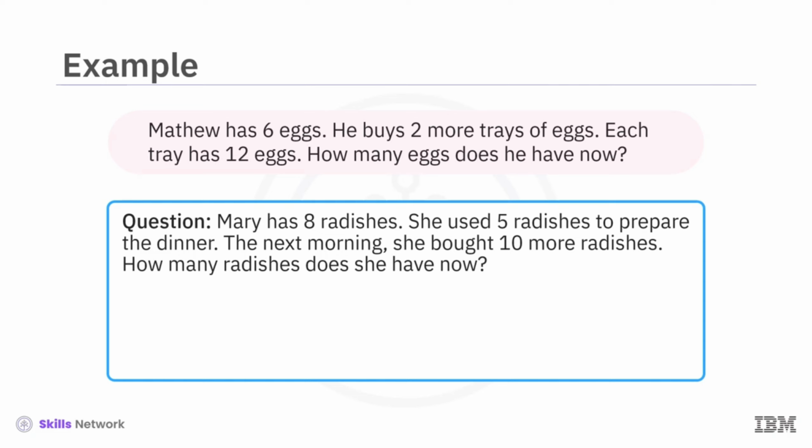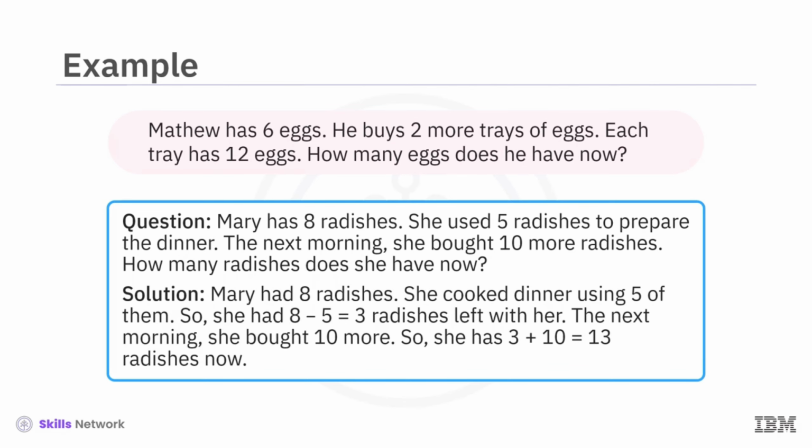Along with the questions, you must provide the correct logical solution as well. Mary had 8 radishes. She cooked dinner using 5 of them, so she had 8 minus 5 equals 3 radishes left with her. The next morning, she bought 10 more, so she has 3 plus 10 equals 13 radishes now. This will help the model understand the logic involved and come up with the right solution.